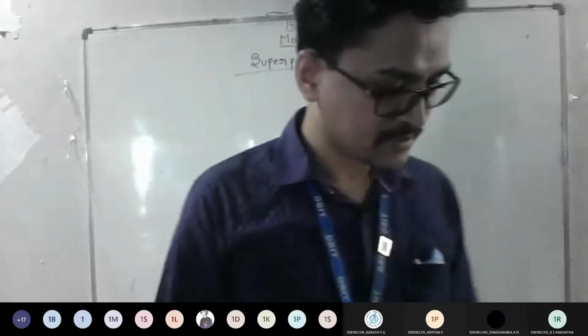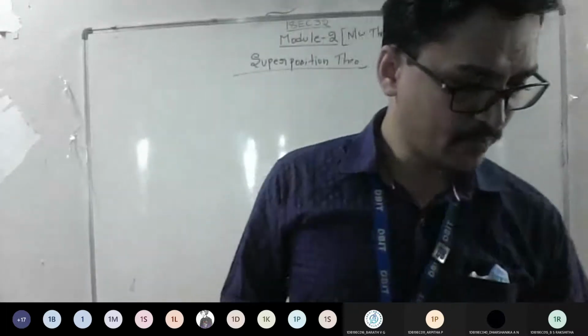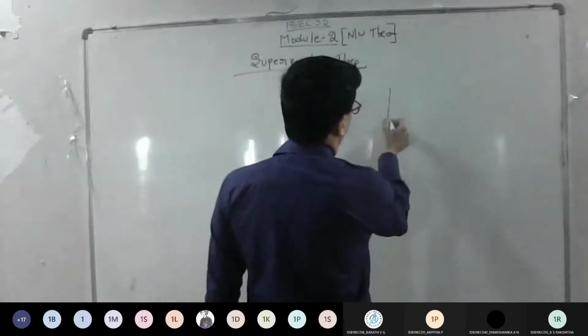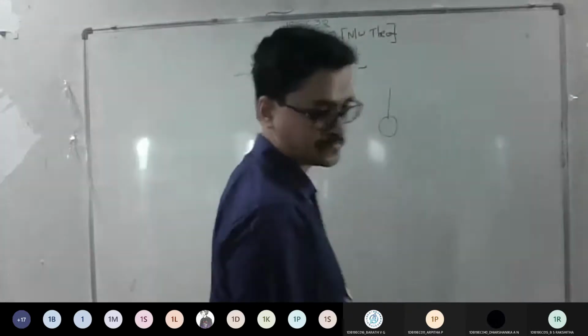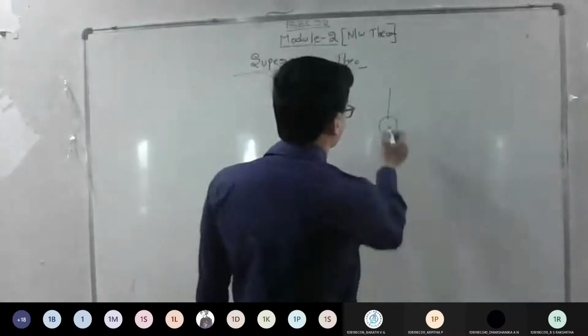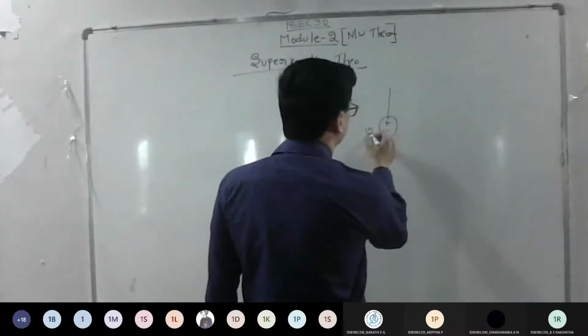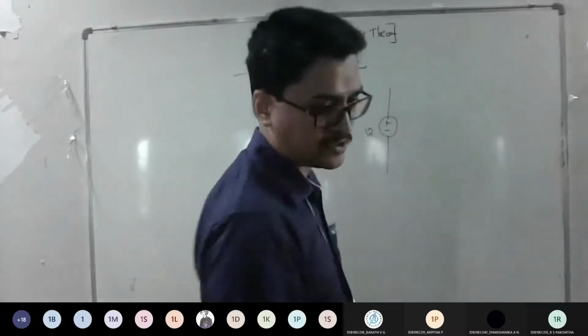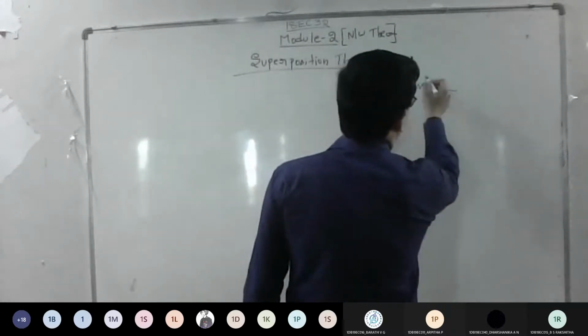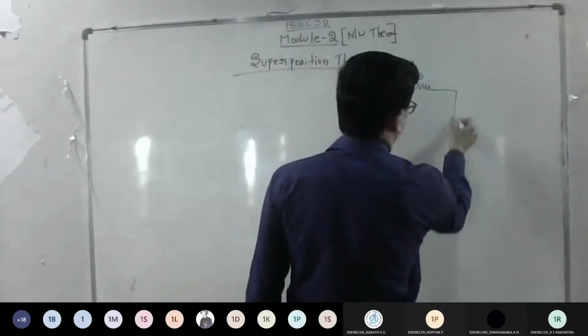Find the current in 5 ohm resistor using superposition theorem for the network shown below. So this is your 5 ohm. There is a current source here.